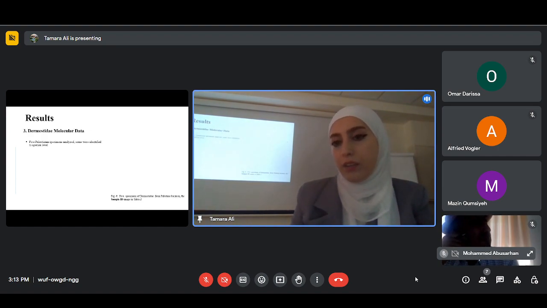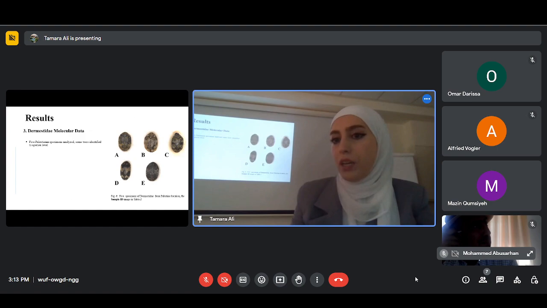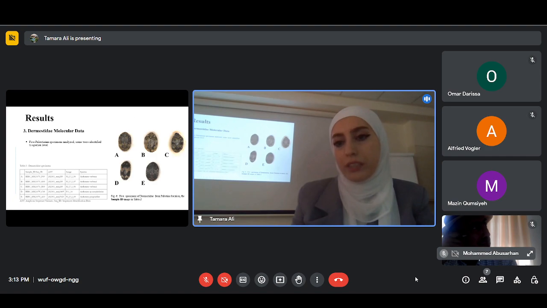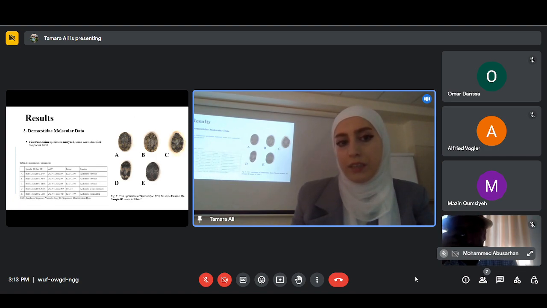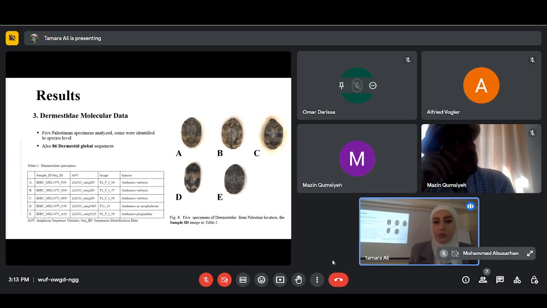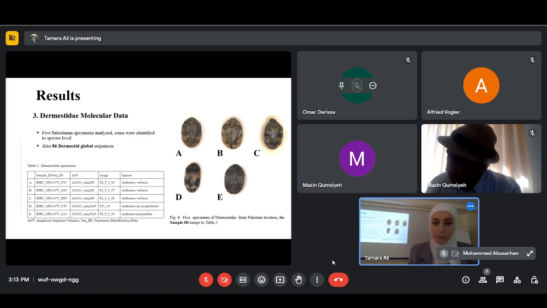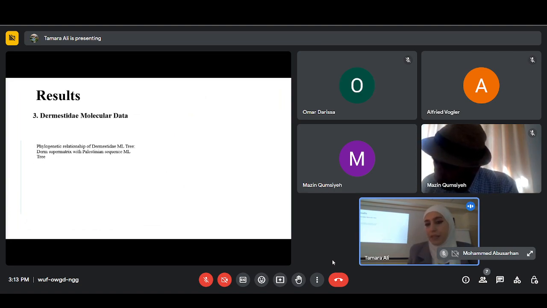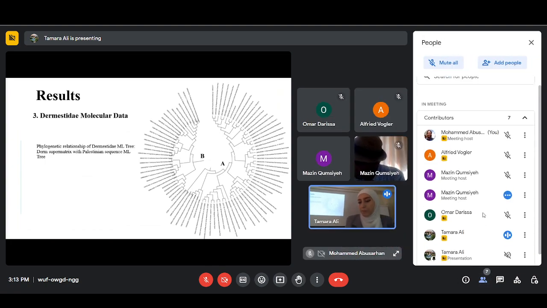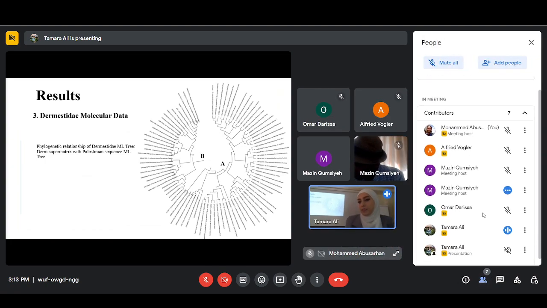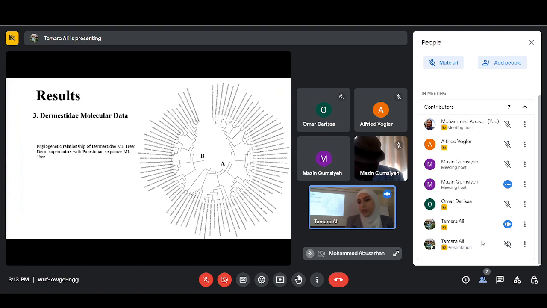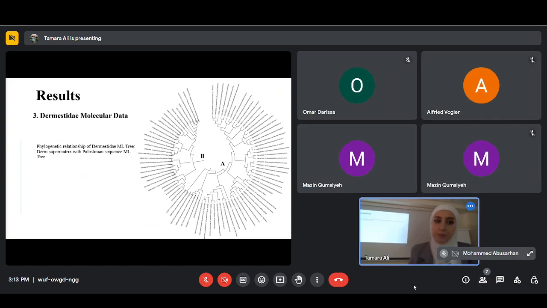Now the Dermestidae molecular data. There are 5 Palestinian specimens analyzed. Some were identified to the species level, and this figure shows the images of all these 5 specimens, and this table shows the IDs of these 5 specimens, also compared to the 86 Dermestidae global sequences. The phylogenetic relationship of Dermestidae in the ML tree of the 86 global specimens that are available, and there are 101 branches here as we see in the tree.